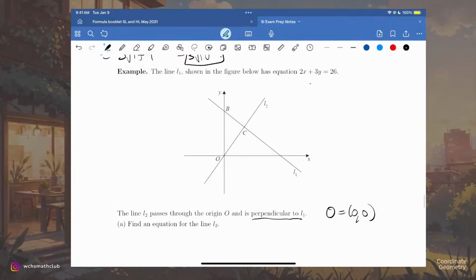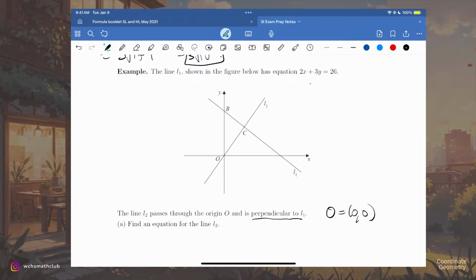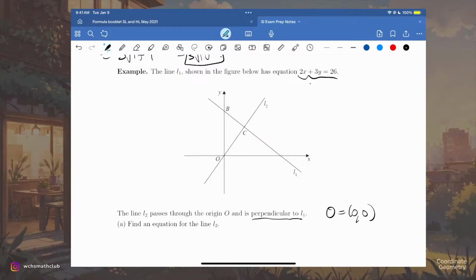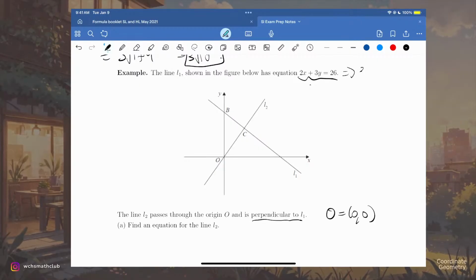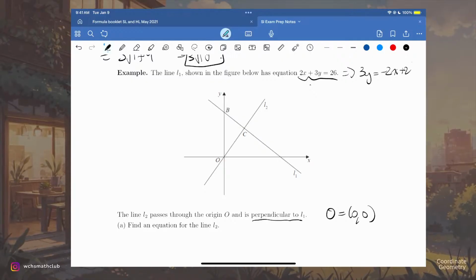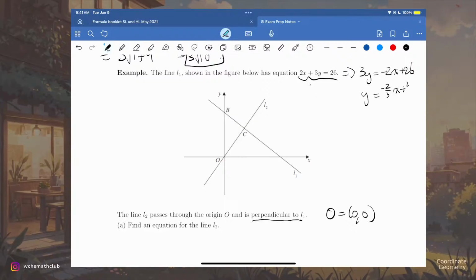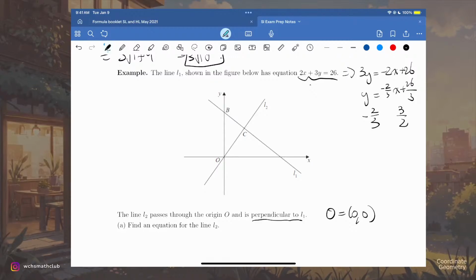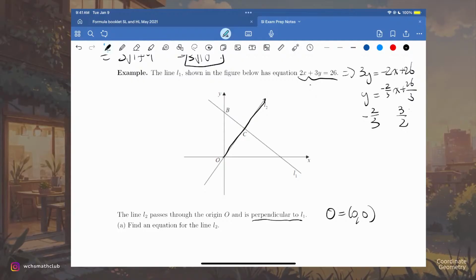So to find the slope, we have to rearrange this equation into y equals mx plus b, right? So let's first isolate y. We get 3y equals negative 2x plus 26. y equals negative 2 over 3 x plus 26 over 3. Unfortunately, 26 is 2 times 13, and 13 is prime, so we can't simplify anything else. So the slope here is negative 2 over 3. The negative reciprocal of that is 3 over 2. So we know that this line L2, or OC as we see here, has slope 3 over 2.